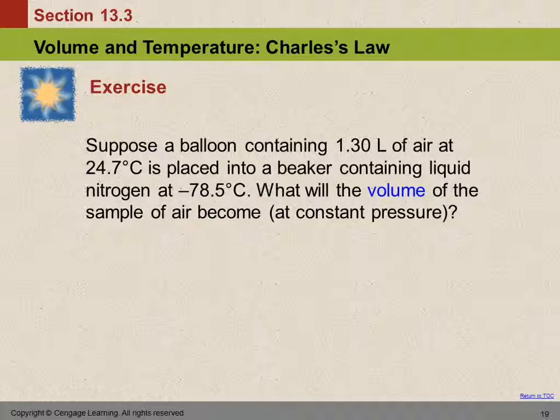Suppose a balloon containing 1.3 liters of air at 24.7 degrees Celsius is placed into a beaker containing liquid nitrogen at minus 78.5 degrees Celsius. What will the volume of the sample of air become at constant pressure?